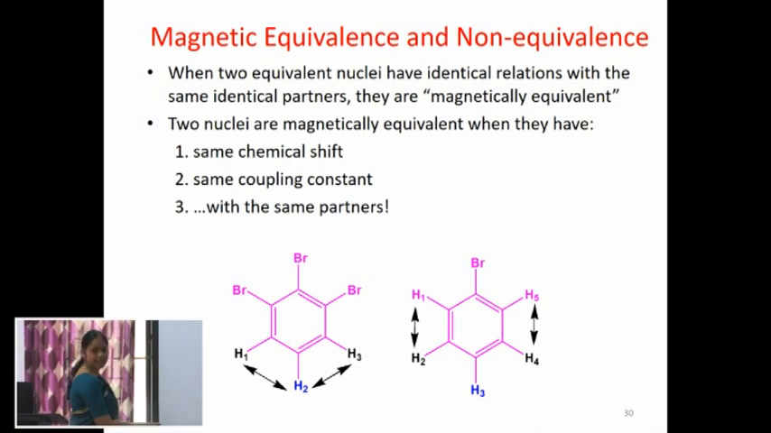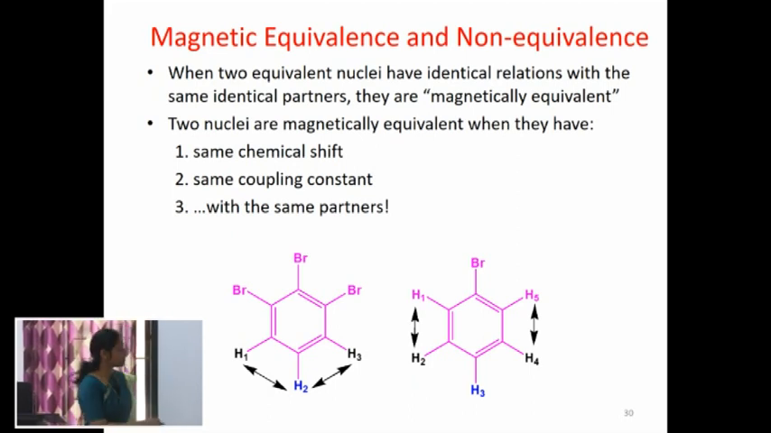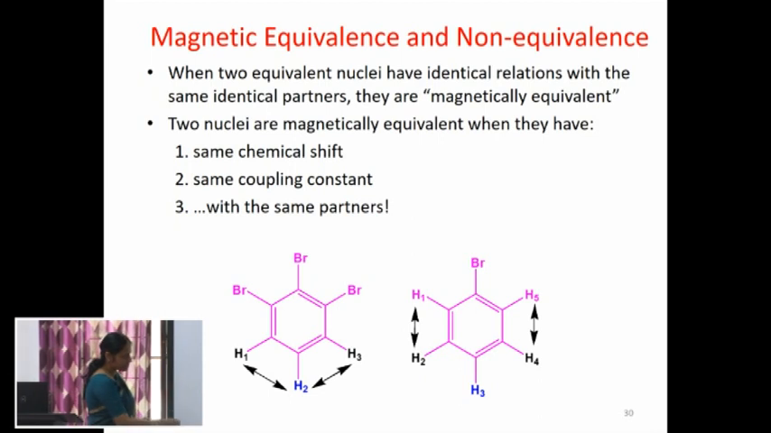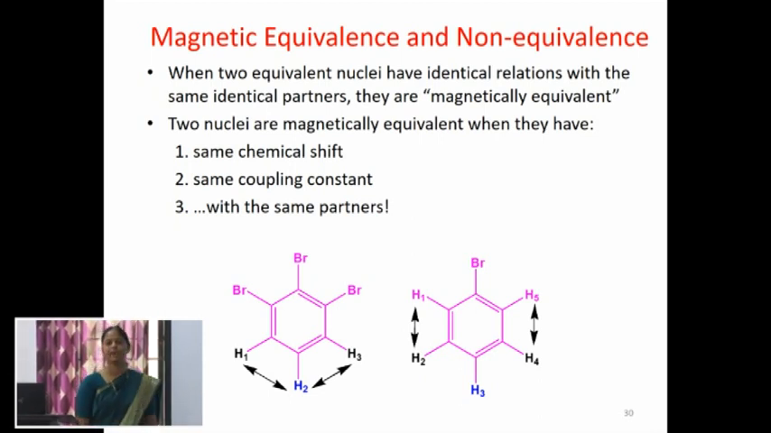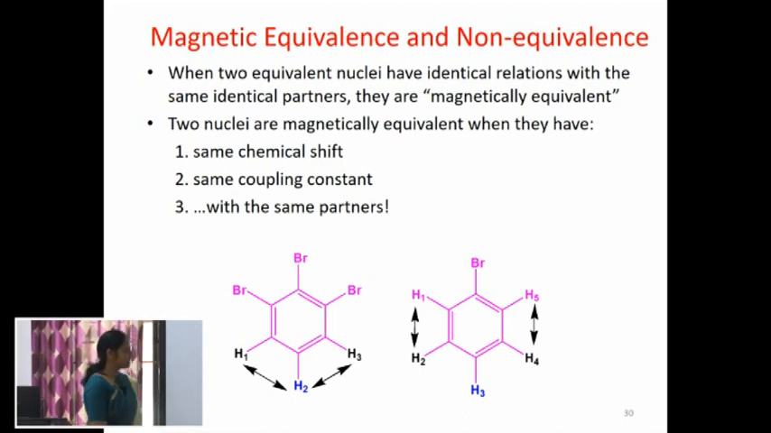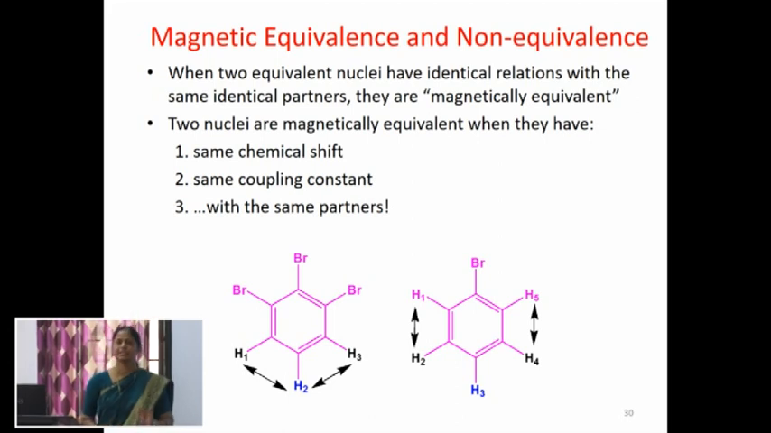H1 will couple with H2 with the 8 Hertz coupling constant, and H1 will couple with H4 with the para coupling constant, isn't it? So the coupling constants become different. Same thing: H5 couples with H4 with the ortho coupling constant, and H5 couples with H2 with the para coupling constant. So the coupling constants are now different, and they are magnetically non-equivalent protons.